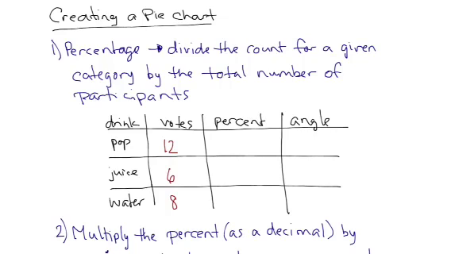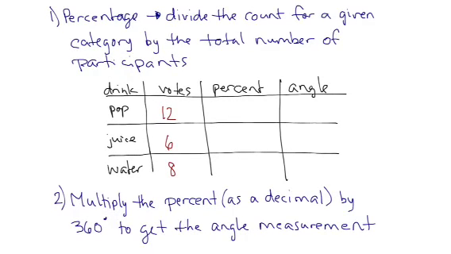So in this particular one, we've got people that voted on their favorite drink: pop, juice, or water. All right. Now, if we added all of those up, we would find out that 12 plus 8 is 20 plus 6 is 26. There were 26 total votes. So of the pop voters, 12 out of 26 people voted for pop. So we're going to divide that count. So 12 divided by 26 gets us 0.46. But hopefully you remember with percentages, you have to move that decimal 2 spots over. So about 46%.